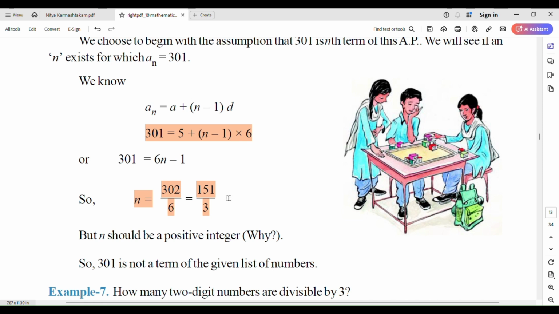Now this is not a positive integer, right? This will become something like 50.3 something. But you cannot have a fractional term in an arithmetic progression, right? All the terms are integers. Which means this 301 is not part of this arithmetic progression. So 301 is not a term of the given list of numbers.